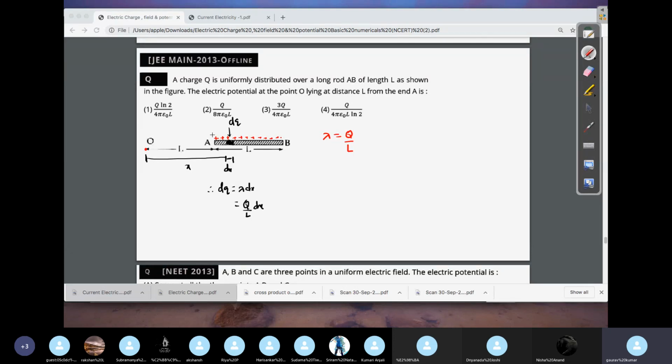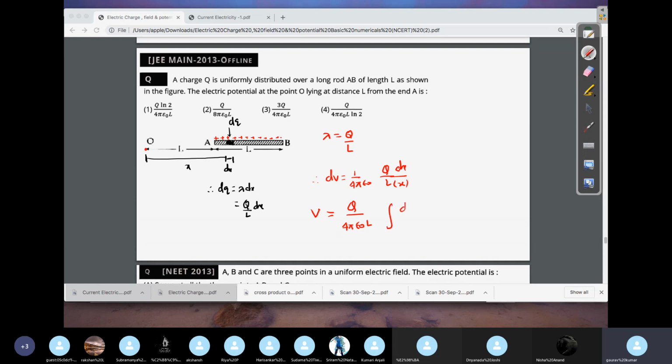Now this dq will create a potential at O. What is the formula for that? dV equals kq by r, so 1 by 4 pi epsilon naught into q, where q is Q by L into dx, divided by x. So now the total potential will be Q by 4 pi epsilon naught into L, where L will be an outside constant.